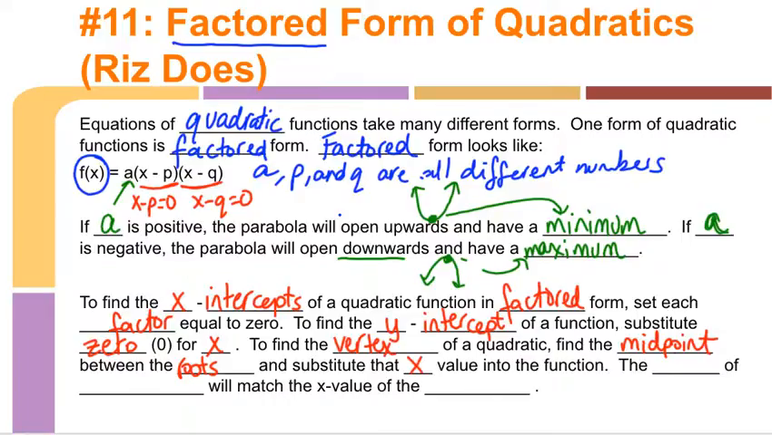And then finally, the axis of symmetry will match the x value of the vertex. So if you have two roots like that, and you find the halfway point, that means that you found the axis of symmetry. And then the vertex is going to be down here or somewhere up here, depending on how you substitute it in. Okay? So let's see some examples so we can understand how this works.